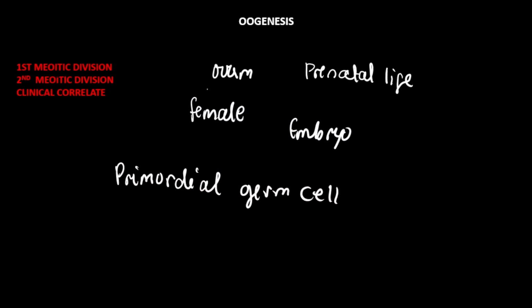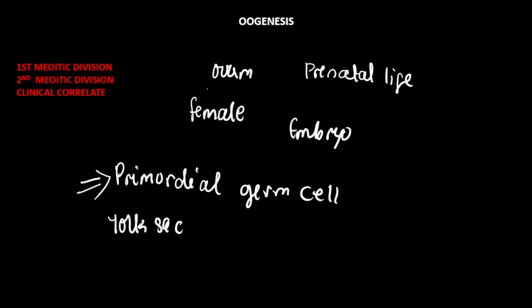Now, the primordial germ cells are undifferentiated cells. They are stem cells and they are the precursor cells that would later on develop into sperm or ovum in the male and female respectively, as the case may be. Now, in the developing female embryo, these primordial germ cells arise at the yolk sac. The yolk sac is a temporary structure that provides nourishment in the early embryonic life.